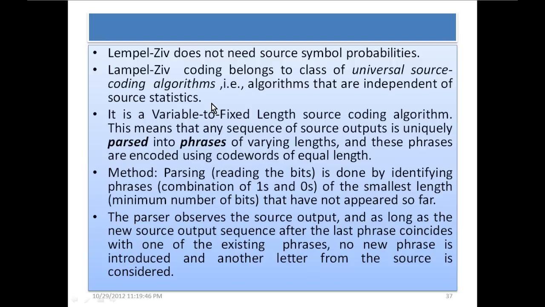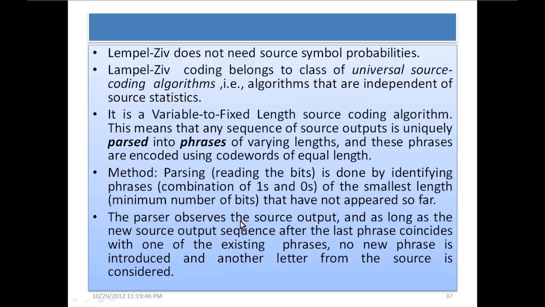It is a variable to fixed length source coding algorithm. This means that any sequence of source outputs is uniquely parsed into phrases of varying lengths, and these phrases are encoded using code words of equal length. Method of coding: parsing, that is reading the bits, is done by identifying phrases, combinations of ones and zeros, of the smallest length, minimum number of bits, that have not appeared so far.